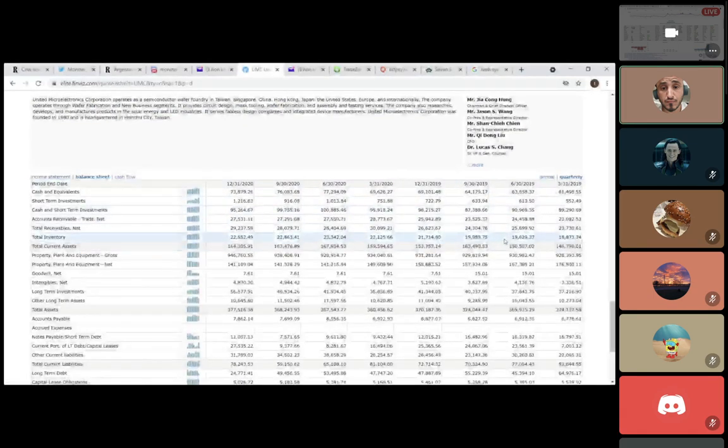Their assets are stable, but in 2019 it was 146 million here. The total asset over here from 374, they are stable, 377, okay? They have a lot of assets, by the way.